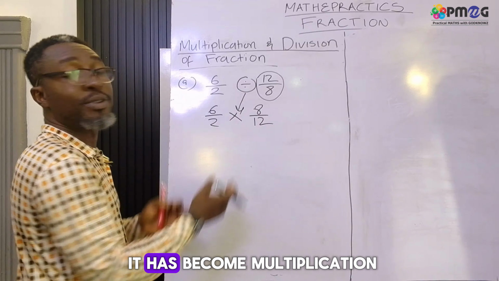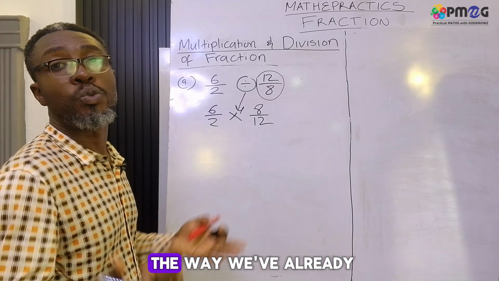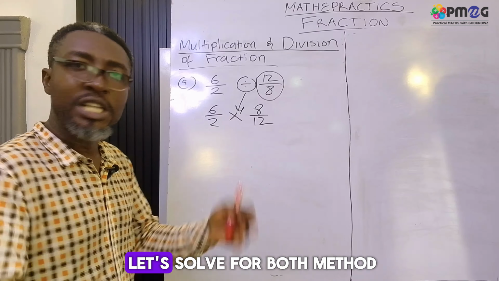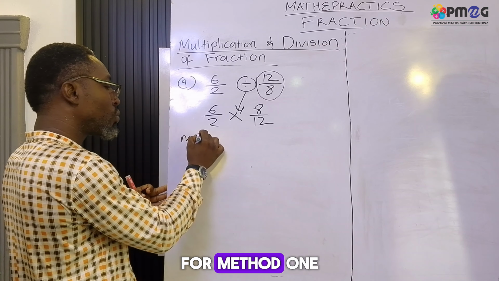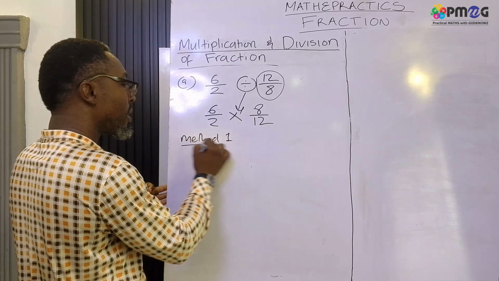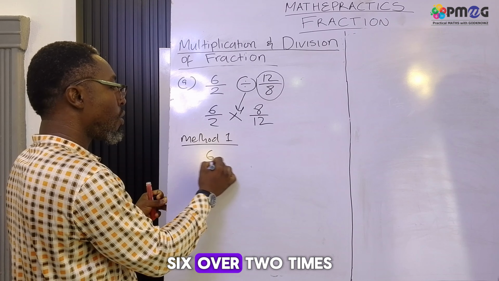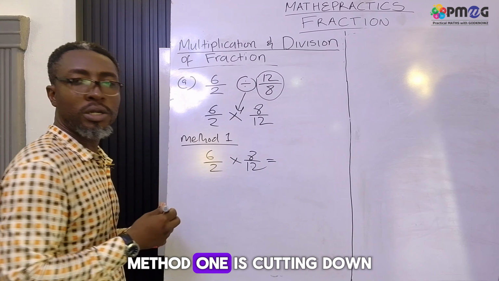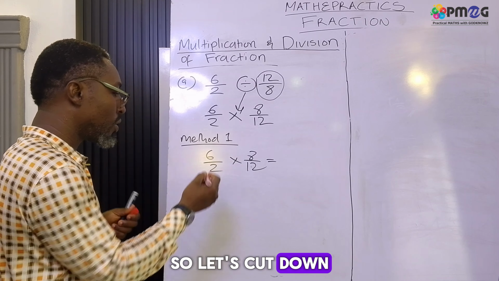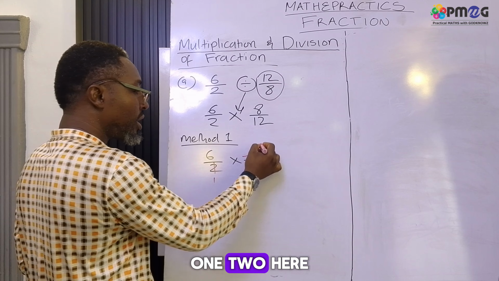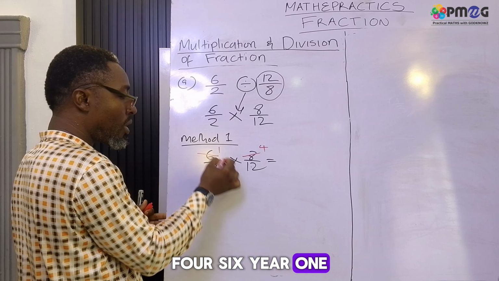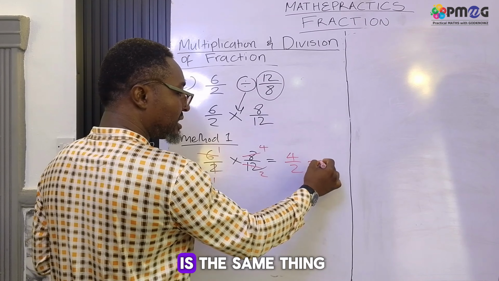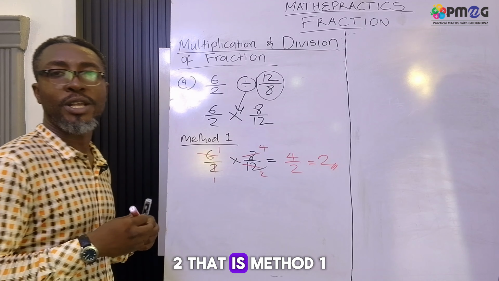So in this case, it has become multiplication. We solve it the way we've already been solving it, either with method 1 or method 2. But in this case, let's solve with both methods. For method 1, we have 6 over 2 times 8 over 12. Method 1 is cutting down. So let's cut down. 2 here, 1, 2 here, 4. 6 here, 1, 6 here, 2. We are left with what? 4 over 2, which is the same thing as what? 2. That is method 1.